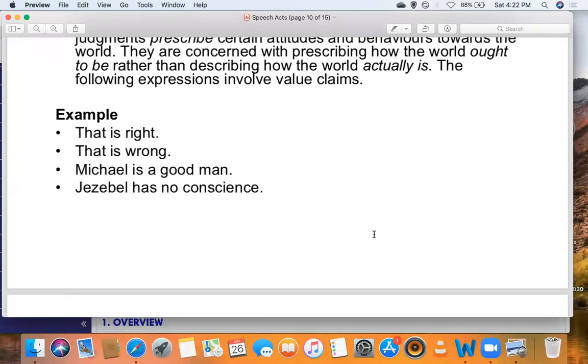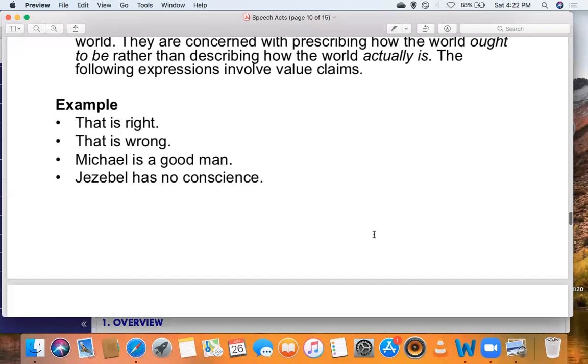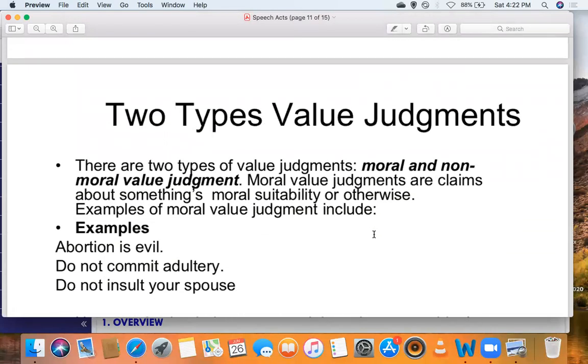Example, that is right, that is wrong, Michael is a good man, Jezebel has no conscience. So you can see that these are all value judgments. They are not factual statements. They are value judgments. Two types of value judgments. We have moral and non-moral value judgments. The moral value judgments are claims about something's moral suitability or otherwise. The moral value judgments are claims about something's moral value.